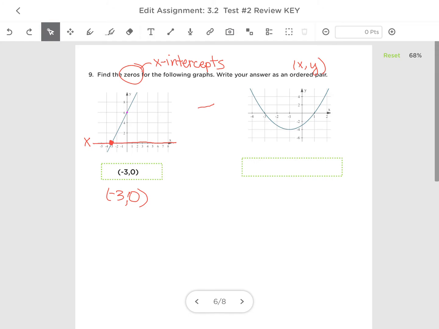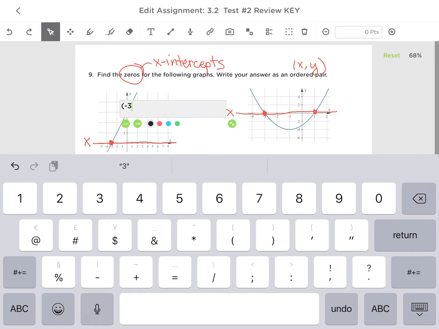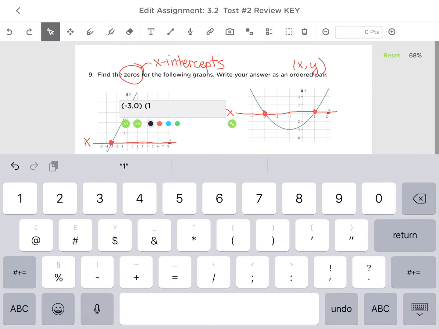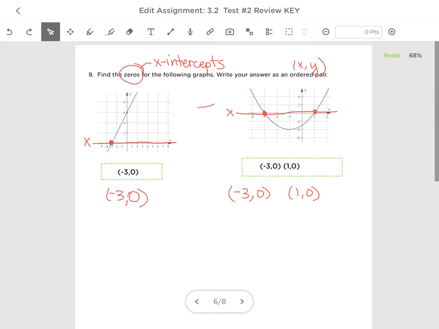Okay, the second half. Here's my x-axis. This crosses in two different spots. So it crosses at (-3, 0), and it crosses at (1, 0). You can also type those. (-3, 0), and then a space, (1, 0). They are two different points, so you need to make sure that you write them as two different points. And that would be it for that one.